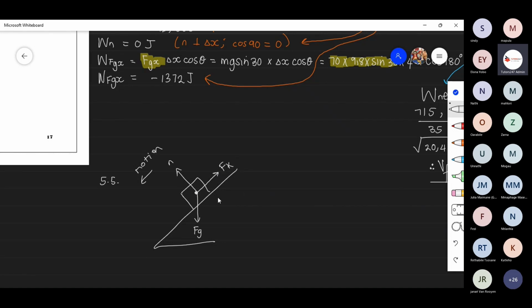And keep in mind, we have the components of Fg. So we have Fgx and Fgy that are acting. And because our object is moving down the incline, our displacement is going to be down the incline. So this is basically what is now going on. Because the rope snapped, the object now moves down the incline.